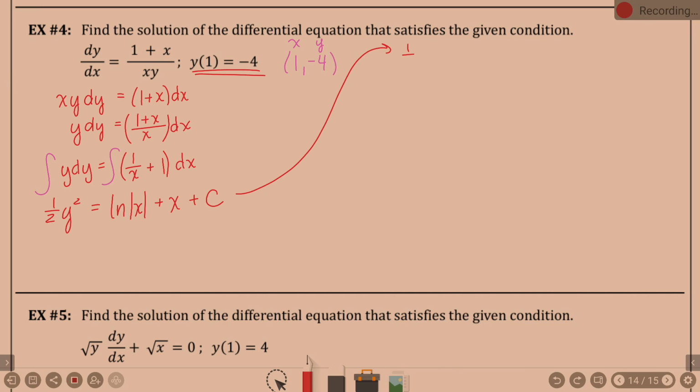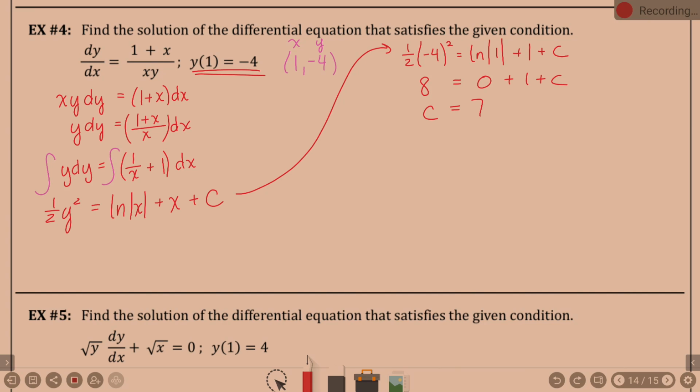Okay, so one half times negative 4 squared equals natural log of negative 1 plus negative 1 plus c. What is this? ln of 1 is 0, right? Yes. So c is 7. 7 once you get there? Okay.